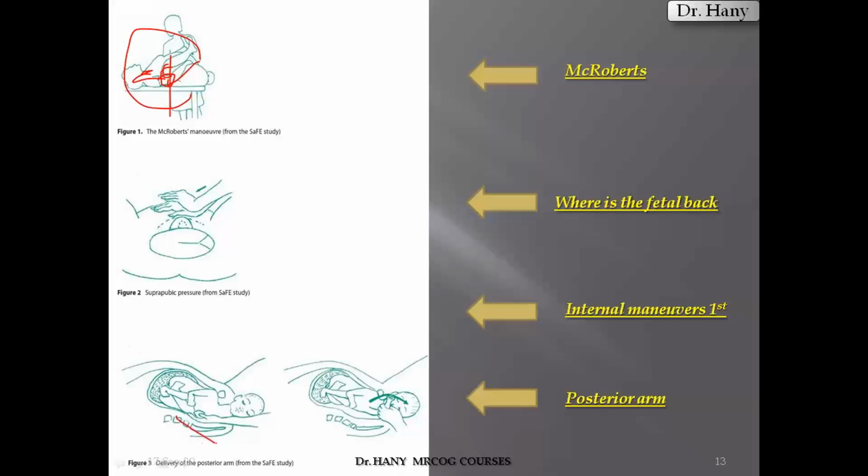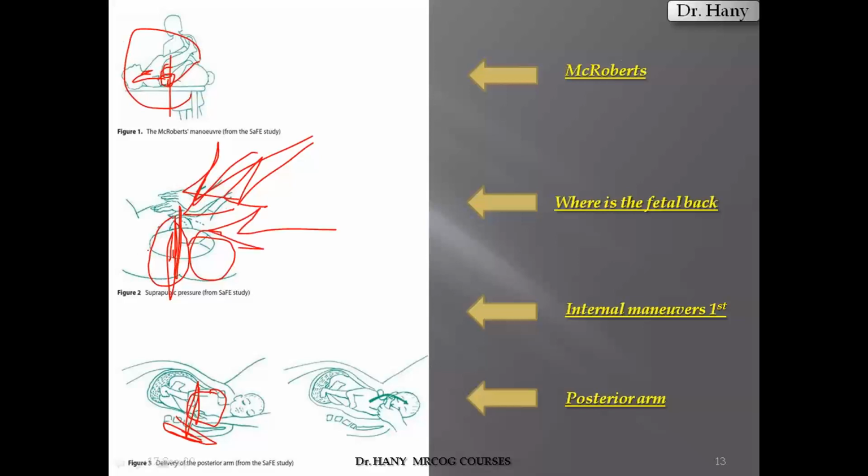Why? To straighten the lumbosacral angle and widen the anteroposterior diameter to improve the impaction. The suprapubic pressure should be from the side of the fetal back. Why? Either rocking or continuous, to decrease the diameter of the shoulder. The nurse or the assistant will do the suprapubic pressure from this side. The baby is looking here, so the suprapubic pressure should be here to decrease the bisacromial diameter.